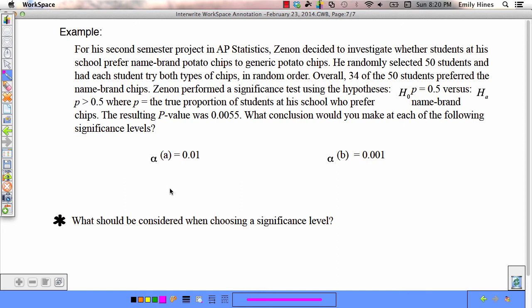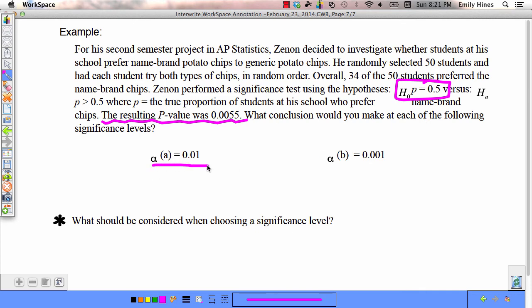Okay, and notice that this 0.5 is because it's a statement of no difference. If it doesn't matter what chip they like, then that's half and half. His resulting p-value was 0.0055. What conclusion would you make at each of the following levels?